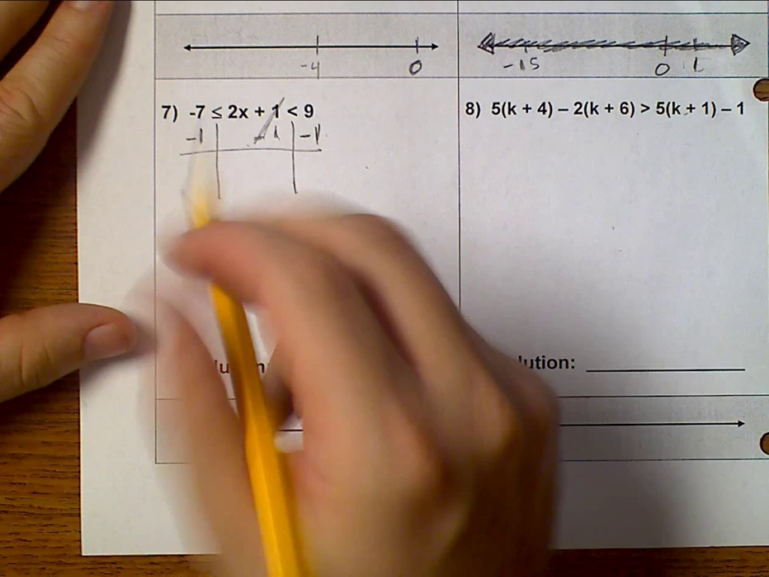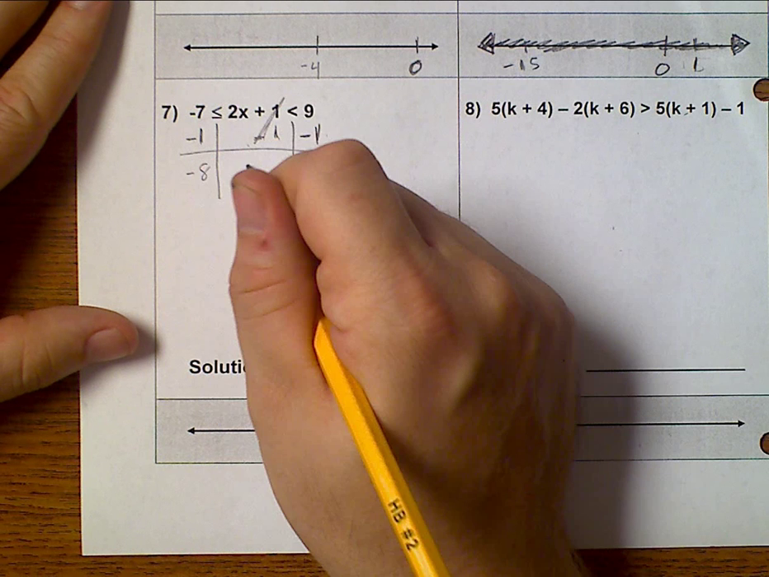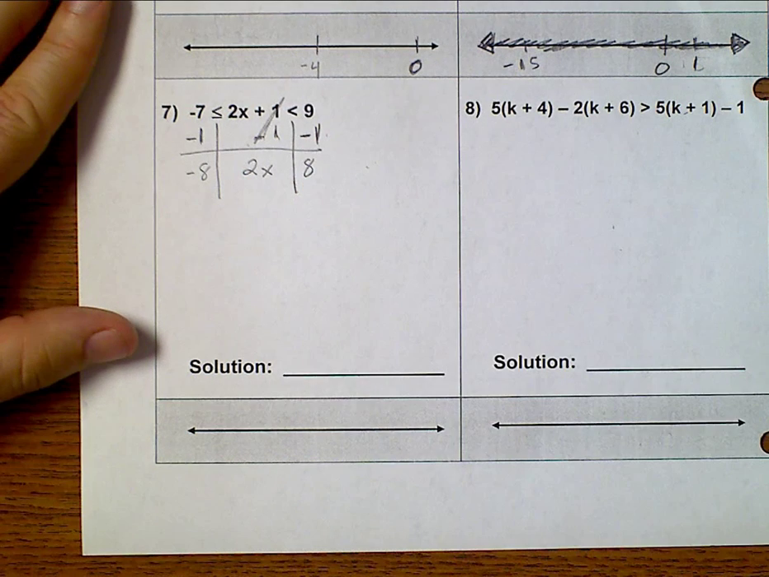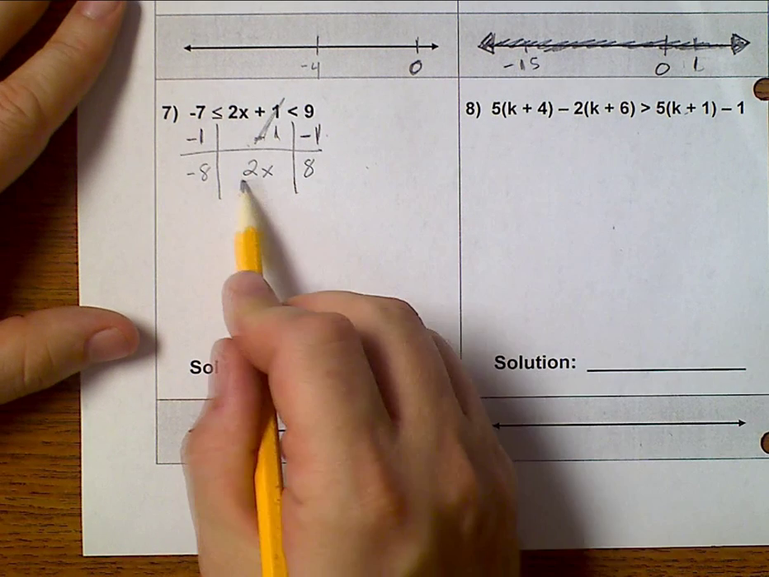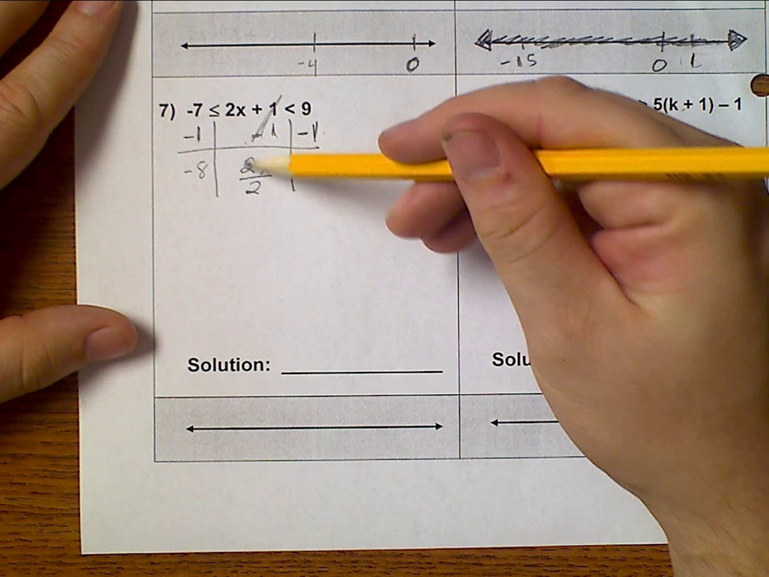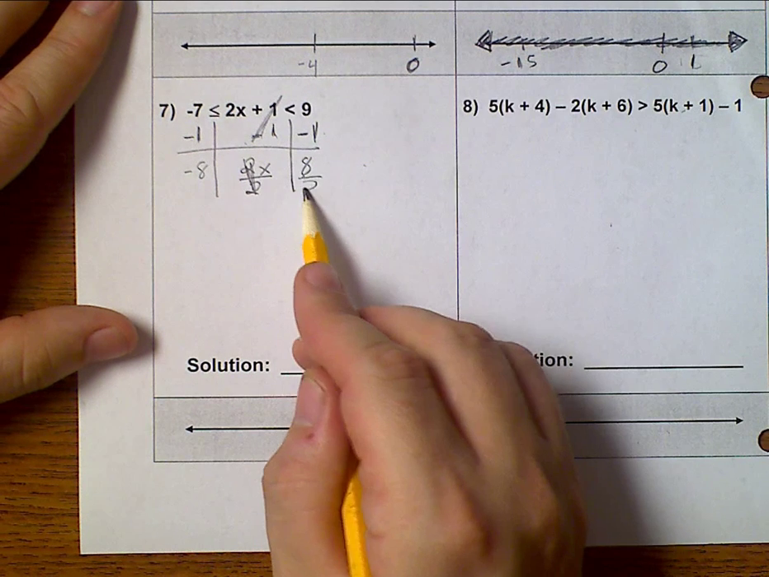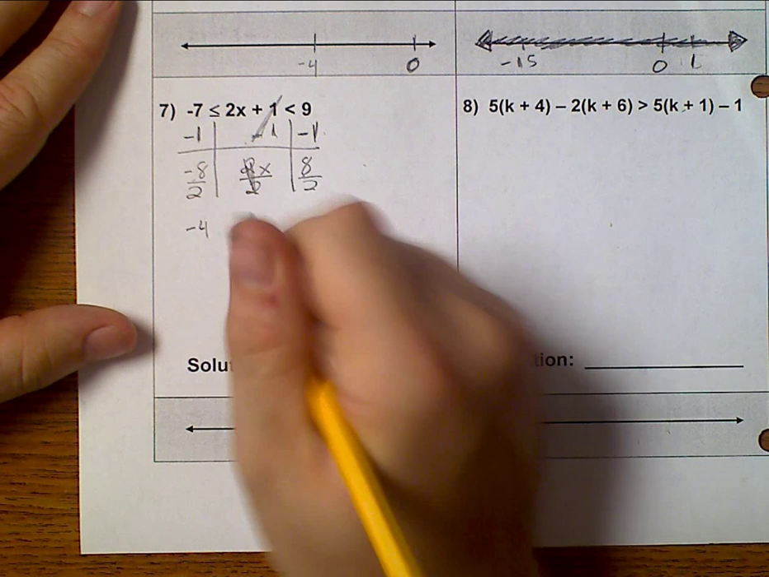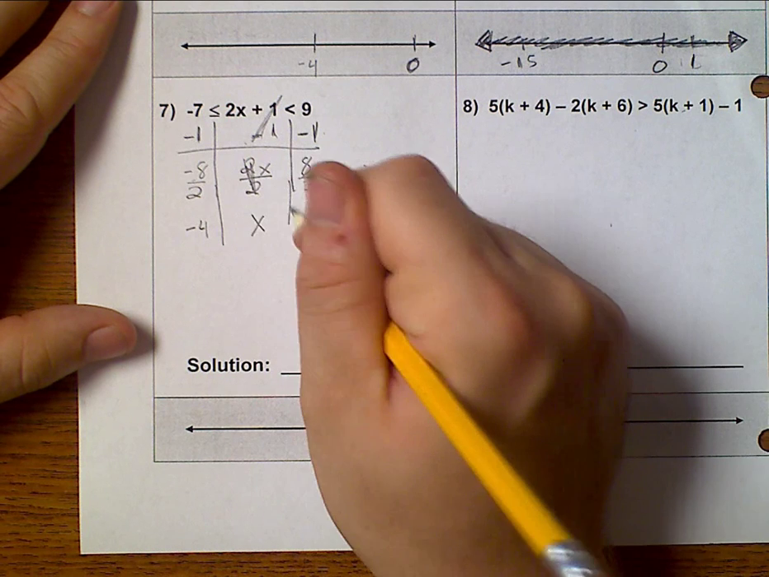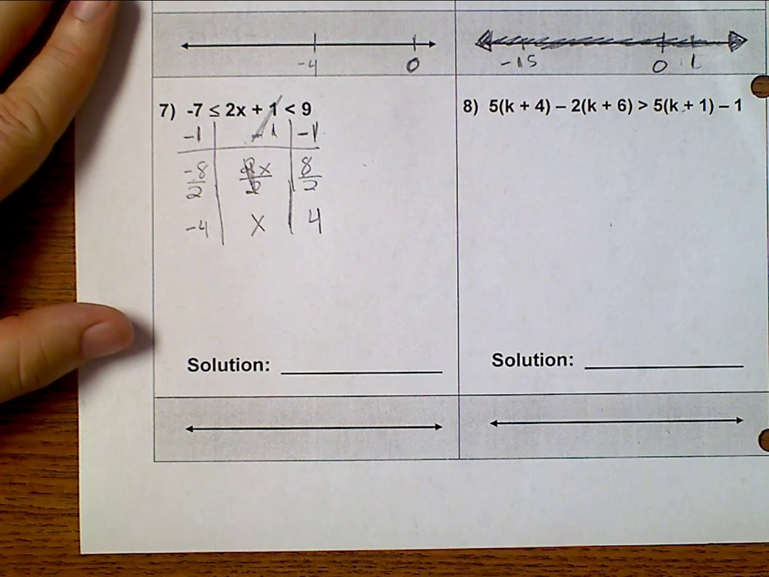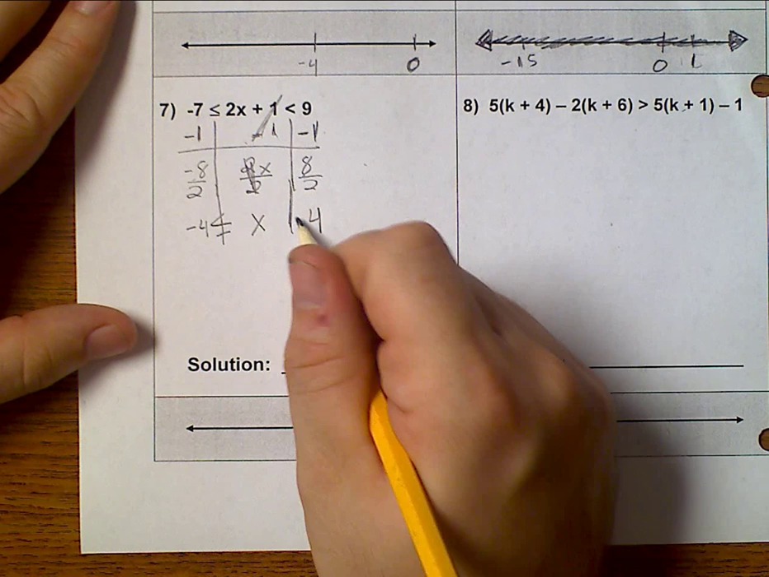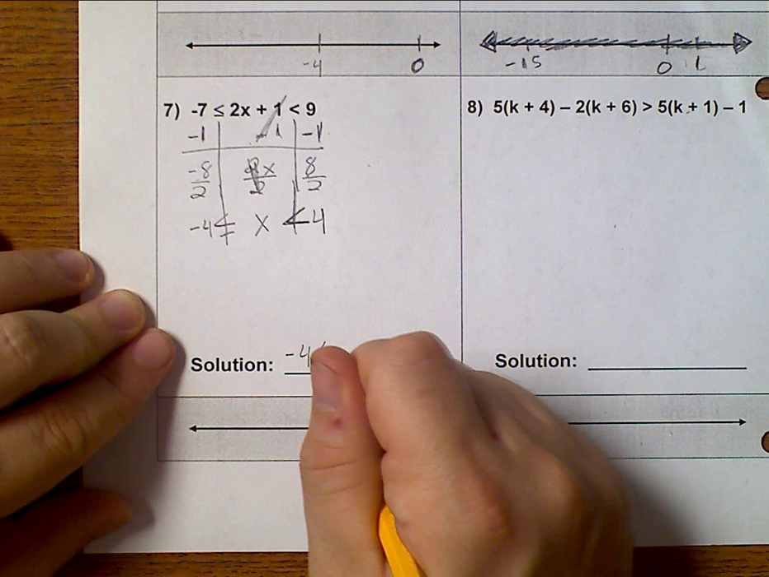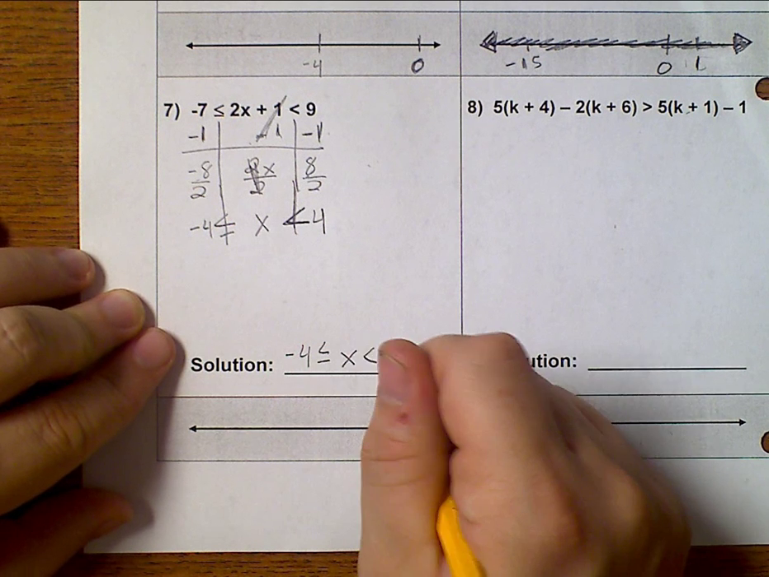And so negative 7 minus 1 is a negative 8. We're left with 2x, and that becomes 8. Now I need to divide by 2 to cancel here, so that means I need to divide by 2 everywhere, and I get negative 4, x, and 4. Put my symbols. And so I can just copy this down. Negative 4 is less than or equal to x, which is less than 4.